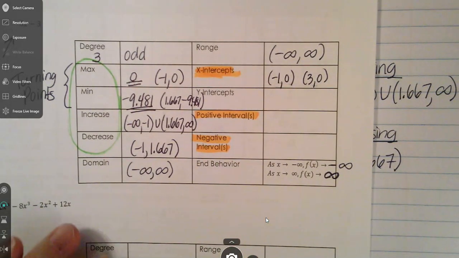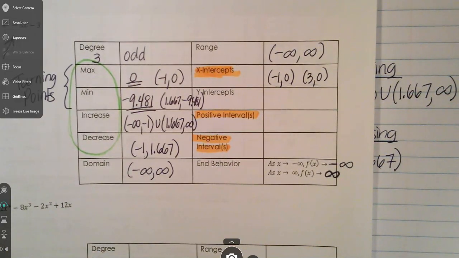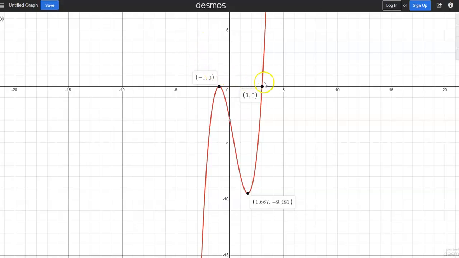And then where is it positive? Let's see. It's positive only after 3. It's only positive from here to the end of the graph. So from here to positive infinity. So I'm going to say from 3 to positive infinity, my graph is positive. It's above the x-axis.